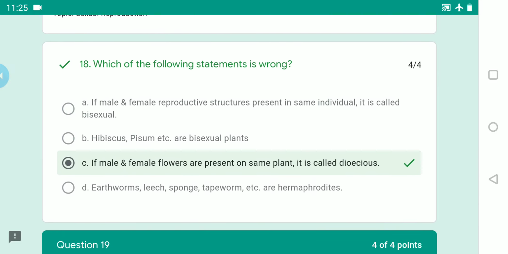Next question. Which of the following statements is wrong? Here, if the male and female flowers are present on the same plant, it is called monoecious. But in option C, they have given dioecious. What is the meaning of dioecious? The plants having either male or female, either staminate or pistillate, are unisexual, or we can also use the terminology dioecious or heterothallic. But what they have given here is dioecious. That's why option C is the wrong one, the right option. The remaining statements are correct with respect to sexuality in organisms.